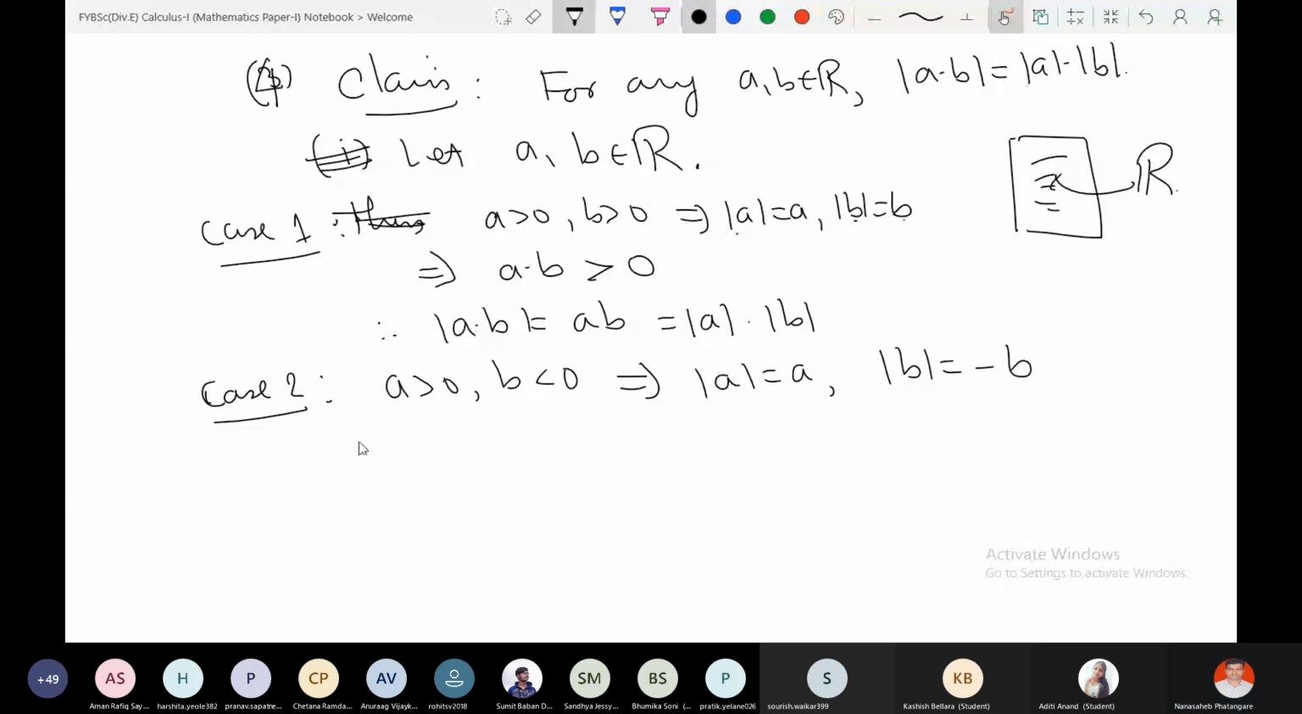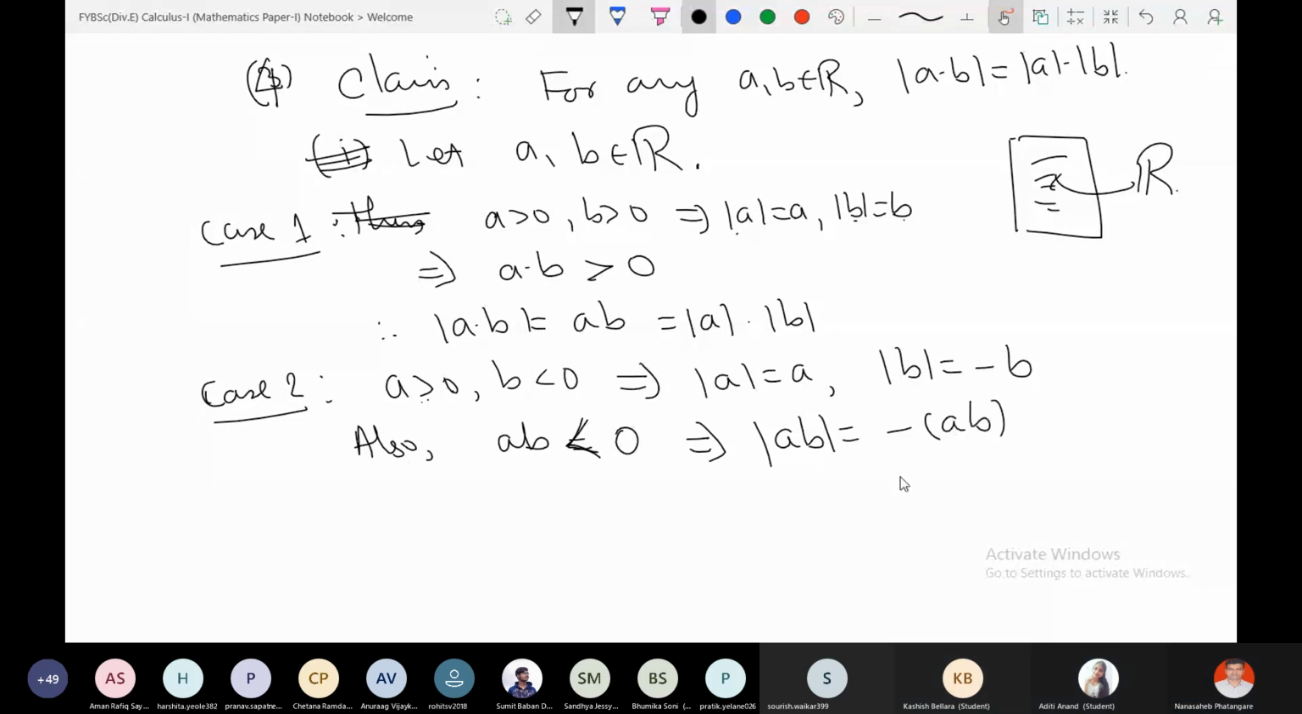Also, what is the product AB? A is positive, B is negative, then the product AB is negative, because A is positive and B is negative, the product is negative. And therefore, what is the absolute value of AB? What is the absolute value of a negative number? Minus of positive. Minus of AB.